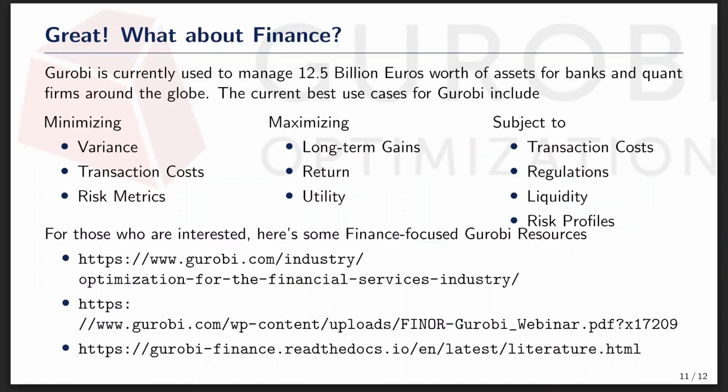So after all of this, you might be thinking, great, but I'm here to learn computational finance. To which I'd say that Gurobi is used by banks and quant firms around the globe to manage over 12 billion euros of assets. The typical use cases for Gurobi are to optimize portfolio holdings by minimizing things such as variance, transactions, and risks, maximizing gains, returns, and utility, while making sure that you aren't violating any thresholds for transaction costs, certain monetary regulations, liquidity, and doing so for your given risk profile. Some of the links that I gathered throughout making this tutorial that I thought were useful for finance specifically are these 3 that I've included right here.